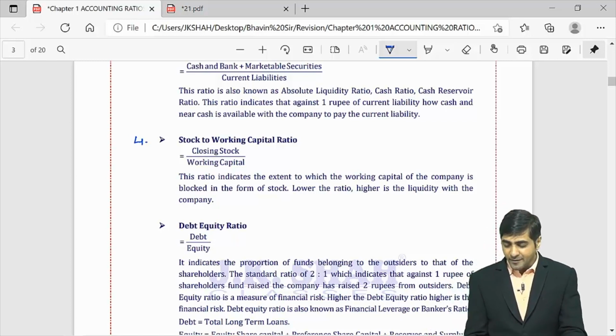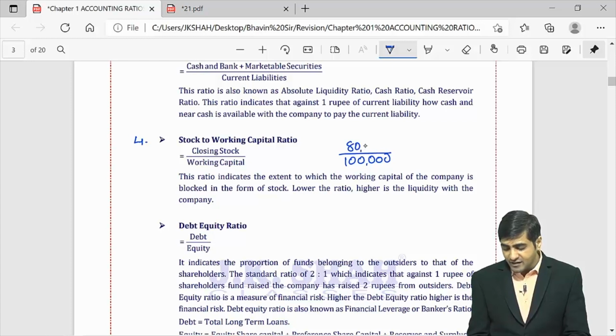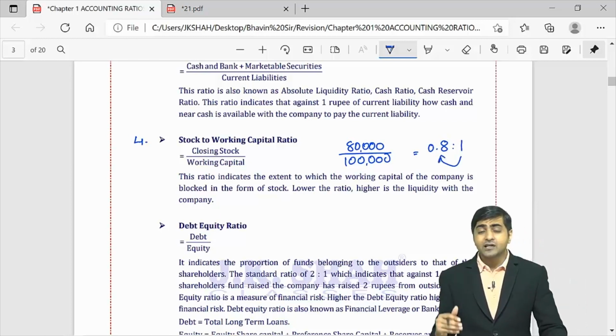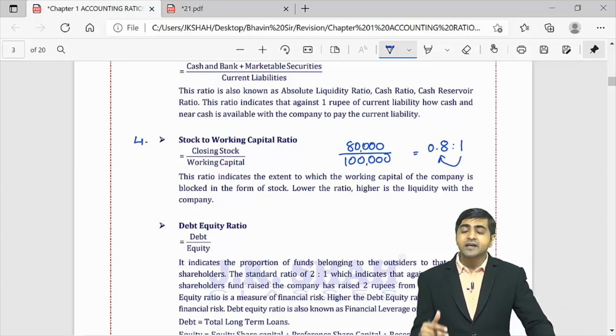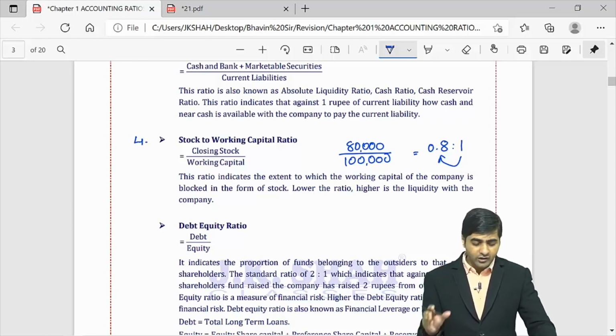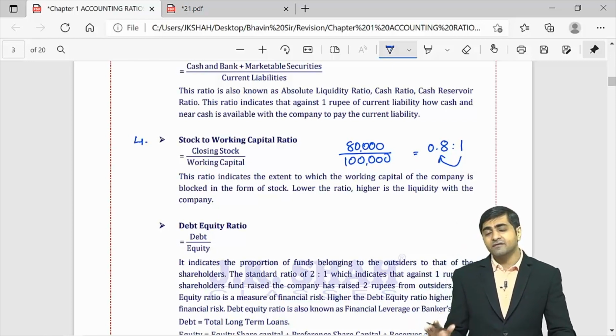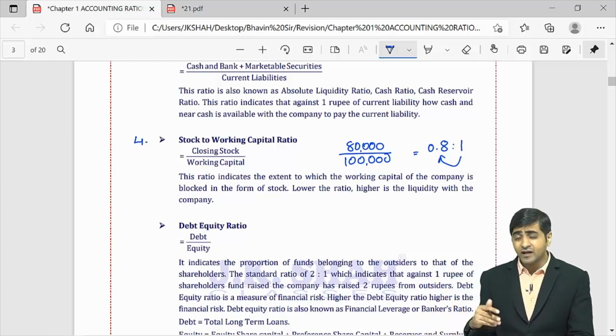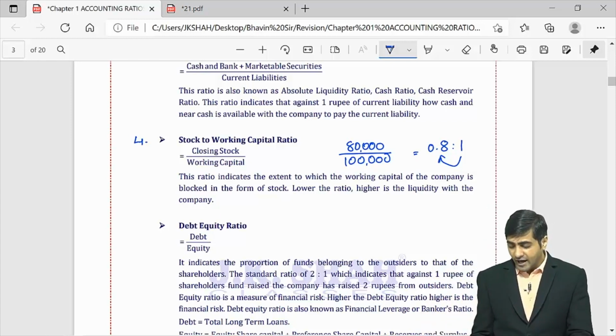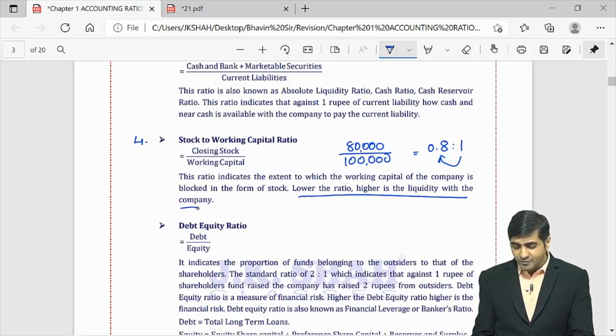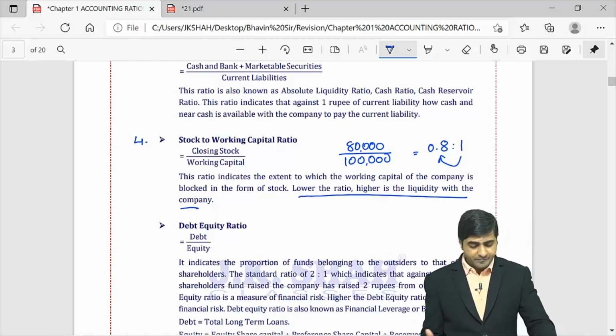So suppose your working capital amount is 1 lakh rupees, and in this 1 lakh the quantum of stock is 80,000. Then we put it in these words that in 1 rupee working capital, 0.8 or 80% money is being blocked in your closing stock. If this ratio is higher, then it means that the liquidity of the company is going to be lower, and the lower the ratio, the higher will be the liquidity of the company.